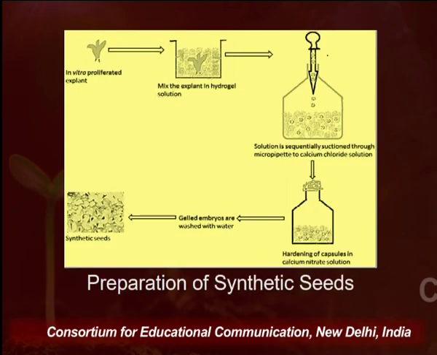So, this is the diagrammatic representation of the formation of synthetic seeds. We took the explant material and embedded it into the gelling agent. This gelling agent was passed through a narrow orifice to form the beads. These beads are then put into the calcium chloride solution. Last step is the rinsing and eventually we get the synthetic seeds.